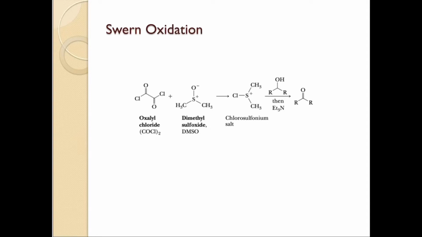Swern oxidation. Swern oxidation is another replacement for toxic chromium compounds oxidation. The Swern oxidation oxidizes primary alcohols to aldehydes and secondary alcohols to ketones using dimethyl sulfoxide and oxalyl chloride, followed by reaction with triethylamine. The actual oxidizing agent is the dimethyl chlorosulfonium ion or the chlorosulfonium salt. This is going to be your actual oxidizing agent.